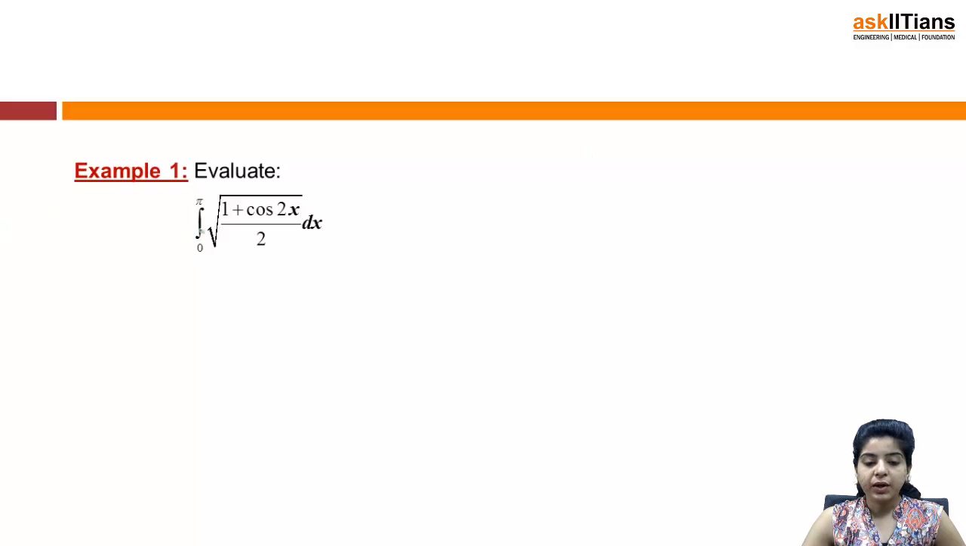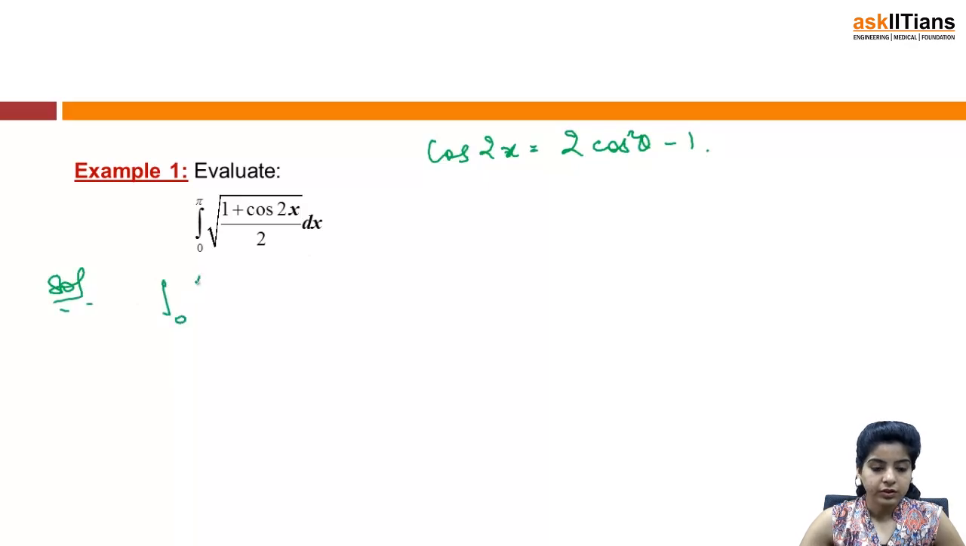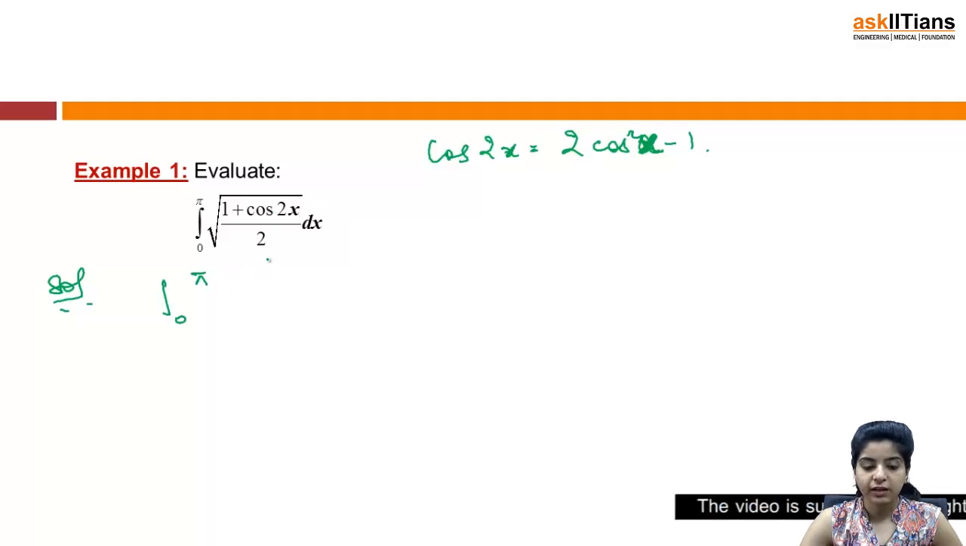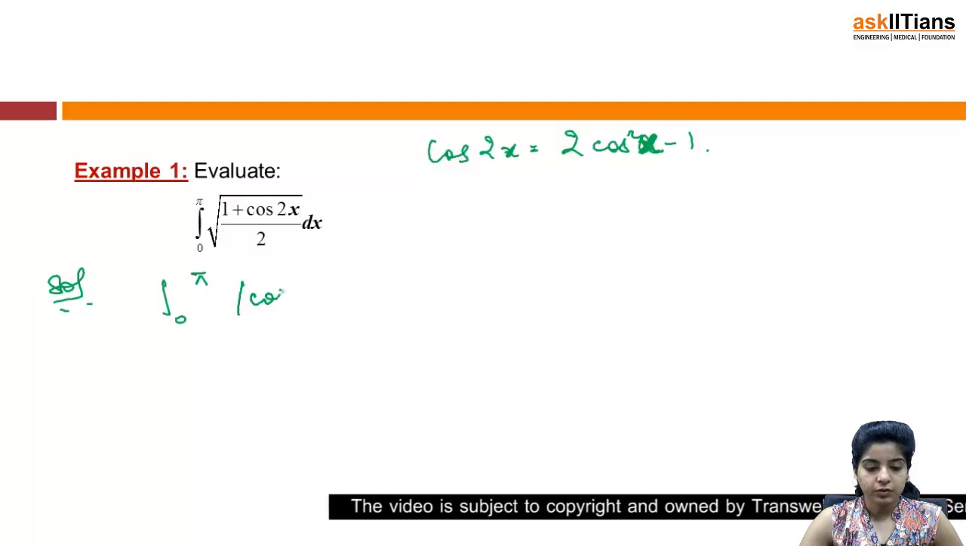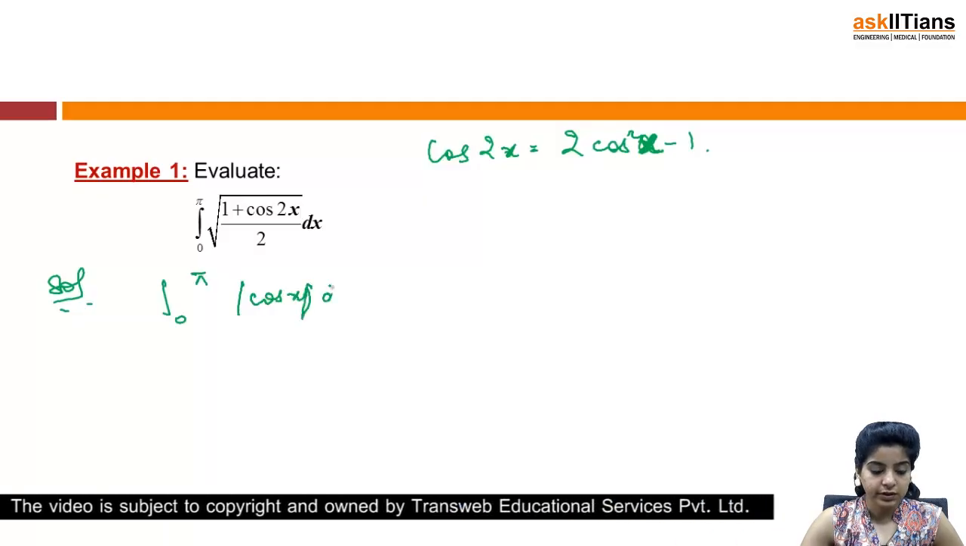Evaluate integral 0 to pi of under root (1 plus cos 2x) by 2 dx. Now if you remember, first of all, cos 2x or cos 2 theta can be written as 2 cos square theta minus 1. So 1 plus cos 2x becomes 2 cos square x, and then I have under root 2 cos square x by 2, 2 gets cancelled. So basically I am left with mod of cos x dx, right?